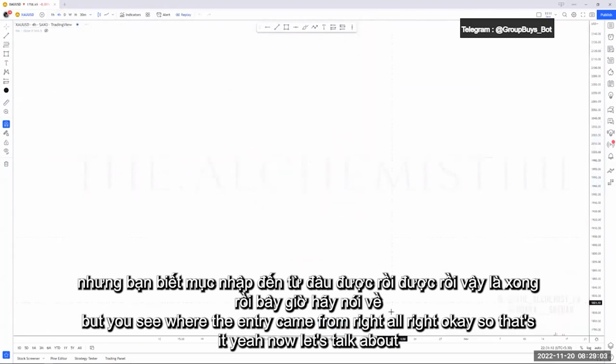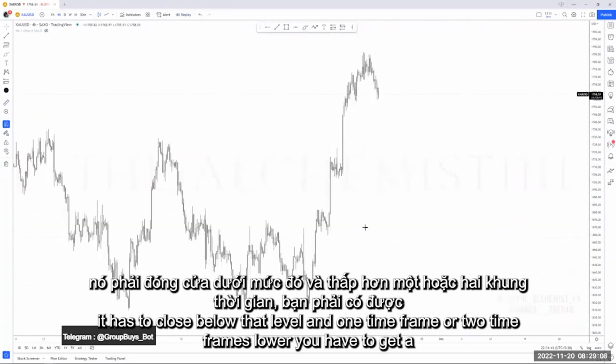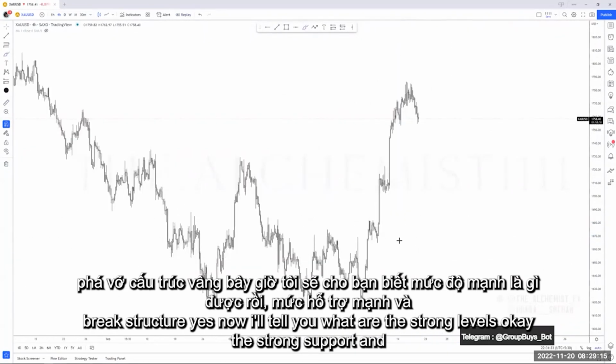Now let's talk about the confirmations. We already talked about the confirmations. What are they? It has to close below that level, and one or two time frames lower, you have to get a breakout structure.